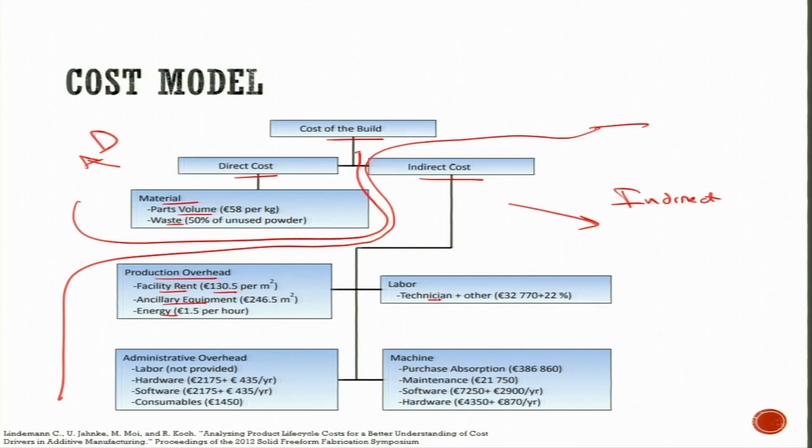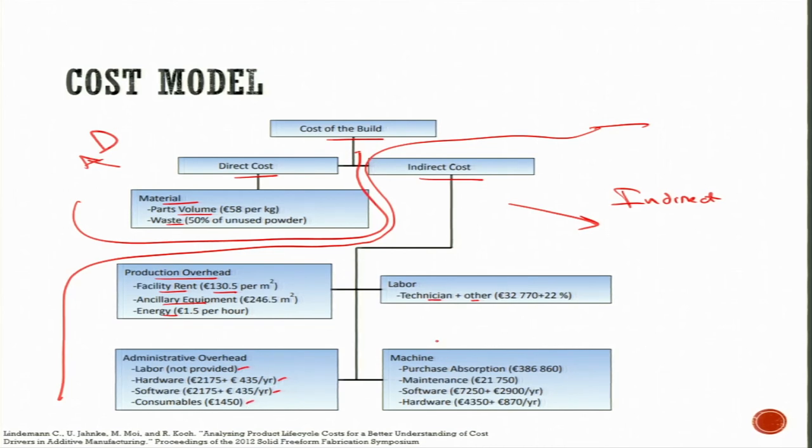For the labor, the technician and the others, the rate is given as 32,000 or 33,000 euros plus 22%. Maybe that is HRA or something. Then administrative overheads, that is labor, it is not provided here. The data was not provided. The hardware, computers, etc. in administration, the software like Windows or other small software like Microsoft Office, the consumables in administration, all those costs are mentioned here.